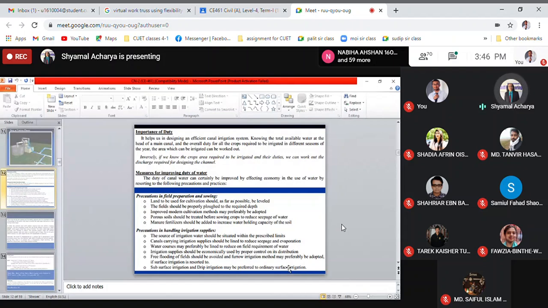Inversely, if you know the crop area required to be irrigated and their duties, you can work out the discharge required for designing the channel. You can easily calculate the discharge amount, and knowing this discharge, you can easily design the canal. I mean the depth, width, breadth, wetted perimeter, all these things.